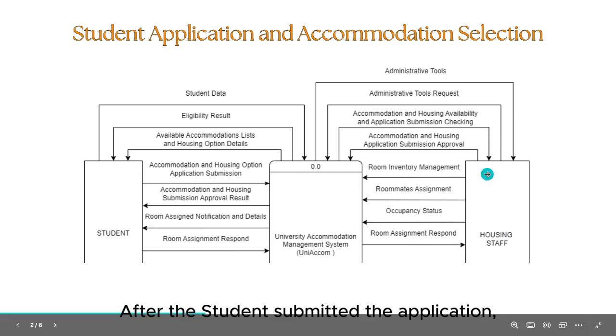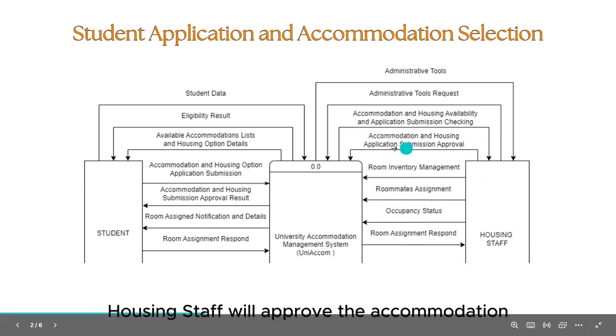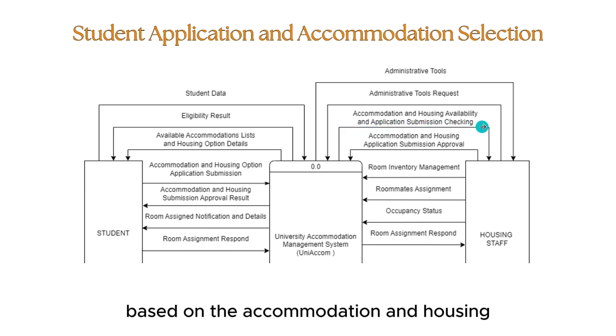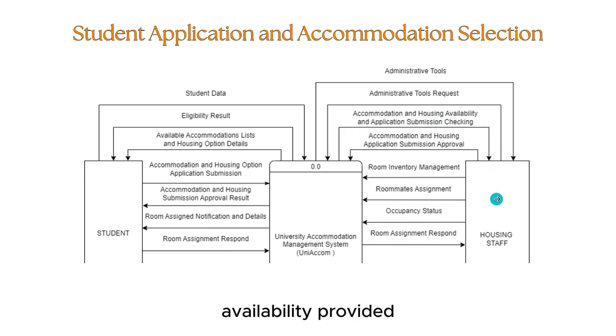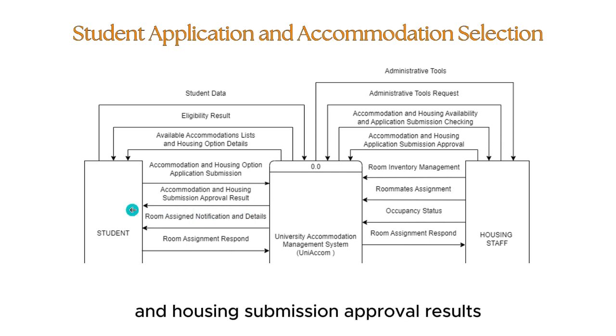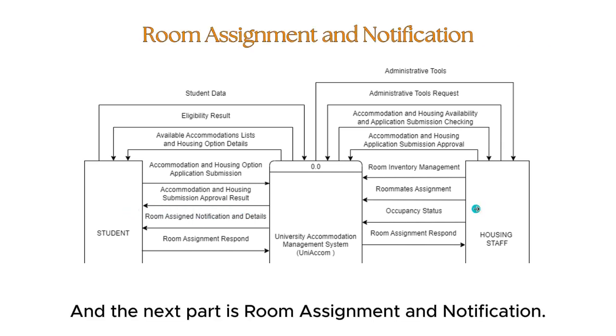After the student submits the application, housing staff will approve the accommodation and housing application based on the accommodation and housing availability provided. And the student will receive the accommodation and housing submission approval result. And the next part is room assignment and notification.